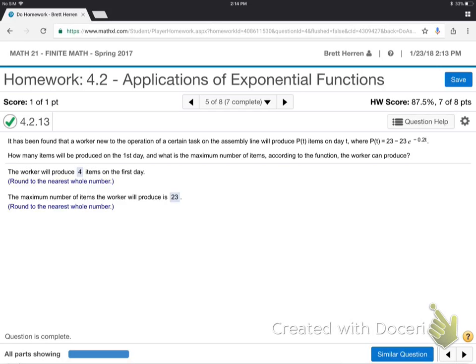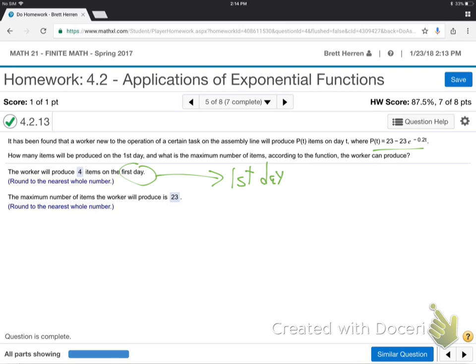All right, so here we go. It's been found that a worker new to the operation of certain tasks will produce items according to that formula. How many items will be produced on the first day, and what is the maximum number of items according to the function the worker can produce? Okay, how many items on the first day? So I've already got an answer there, but how do we find it?